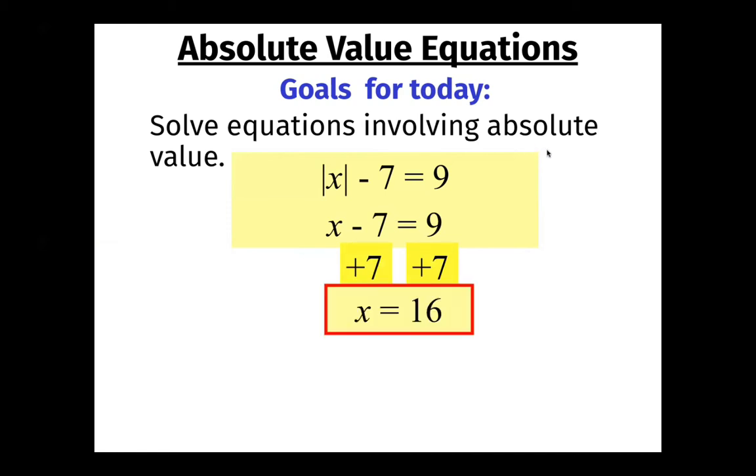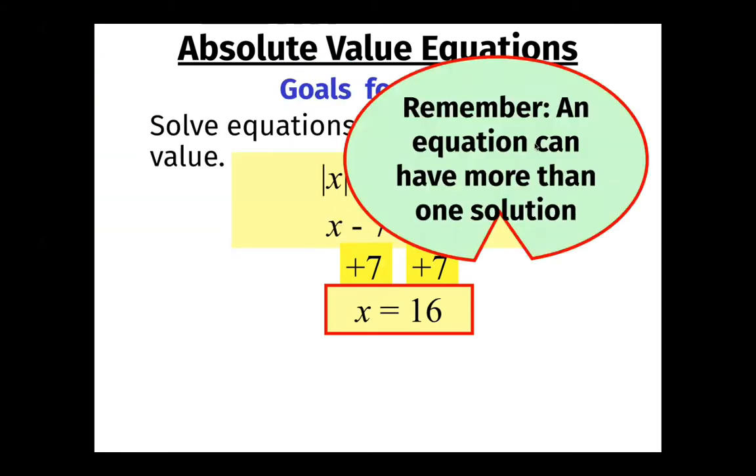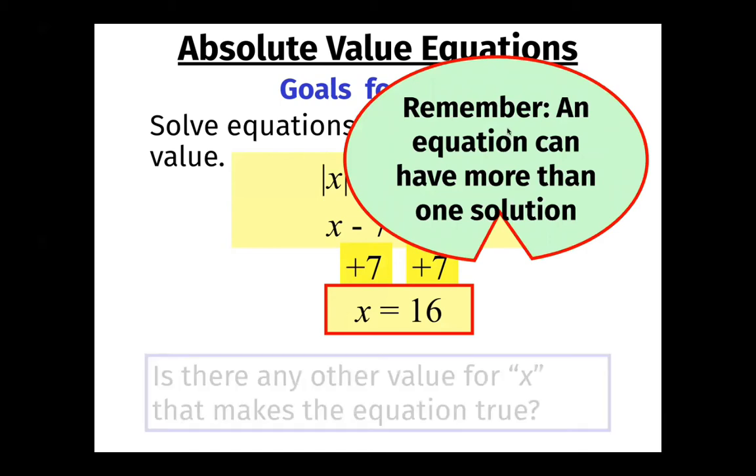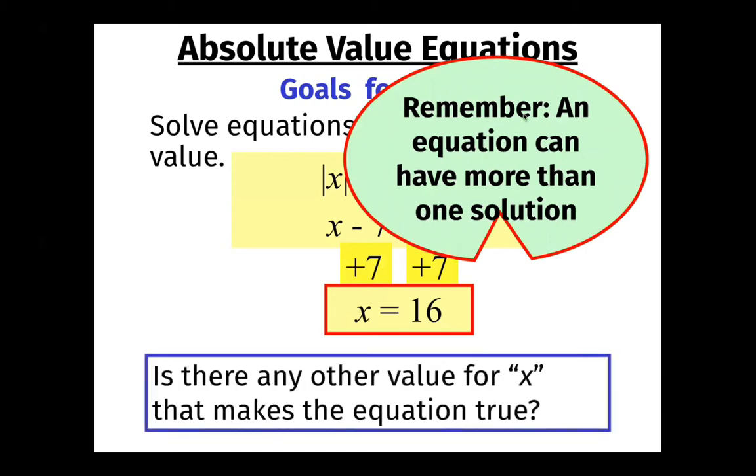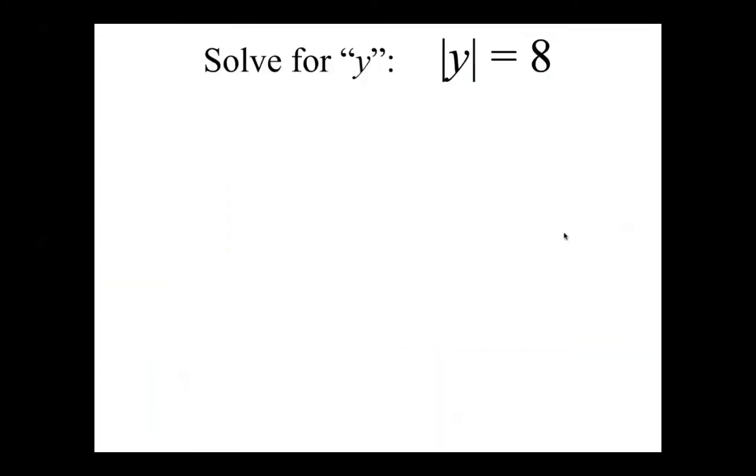Now, whenever you see an absolute value equation, always remember that it can have more than one solution. So this is a question I pose to you. Is there any other value for x that makes the equation true? There is one more value that will make the equation true, and that would be negative 16. Absolute value equations will always have two different values for their solutions. I'll explain why on the next slide.